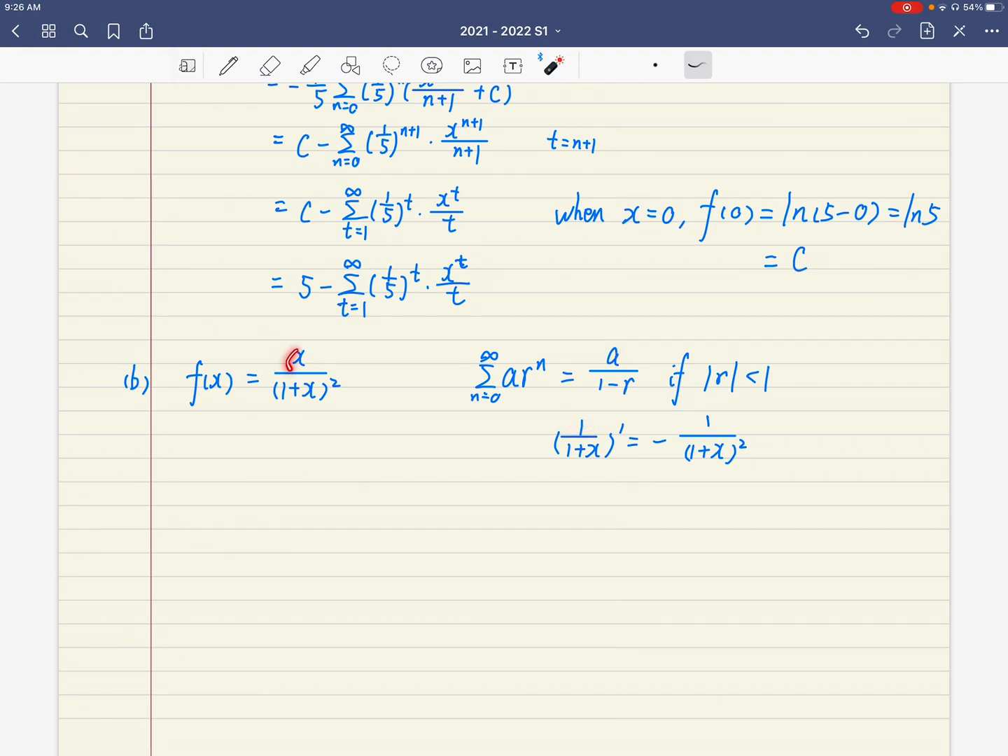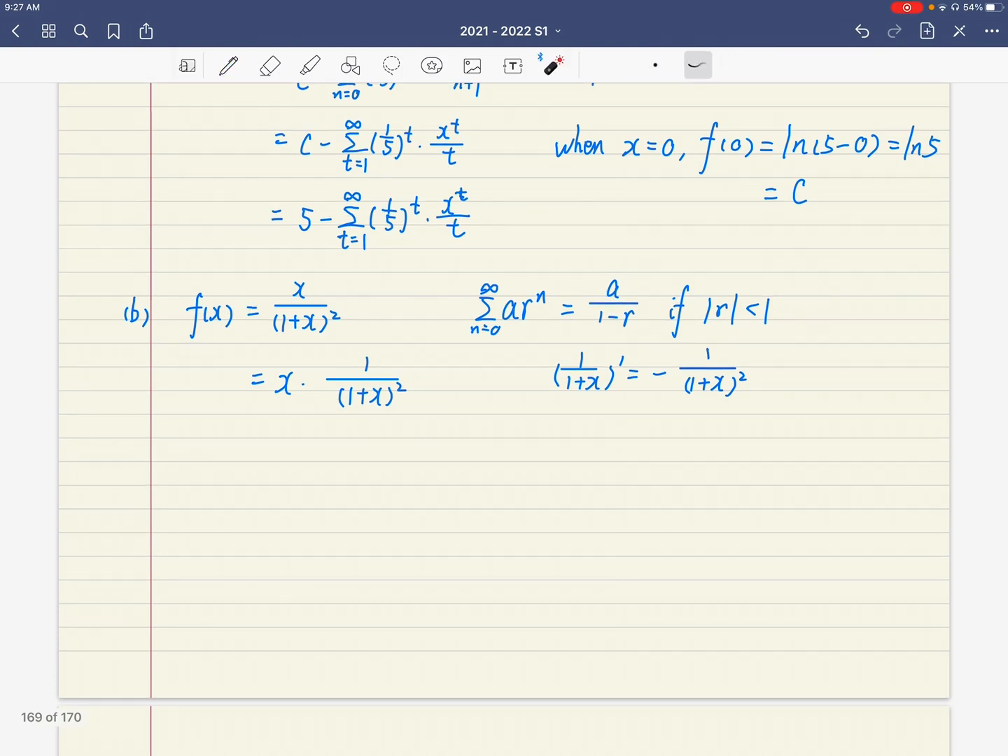So when you see the difference between here and here is this x, you can just split the x from this 1 over 1 plus x squared. Okay, and if you do that, you can see this is the derivative of, okay, it's x times the derivative of negative 1 over 1 plus x. Okay, let me put negative 1 on the top.